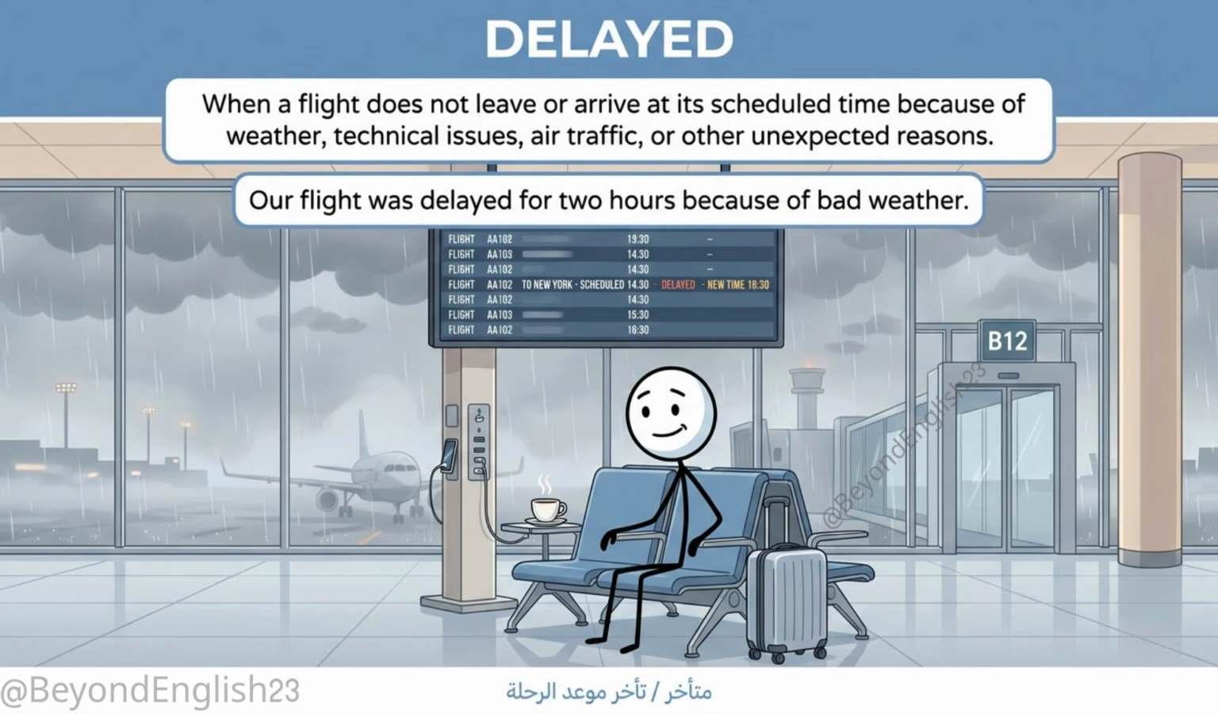5. Delayed. A flight is delayed when it does not leave or arrive at the scheduled time because of reasons such as weather, technical problems, or air traffic. Example: our flight was delayed for 2 hours because of bad weather.